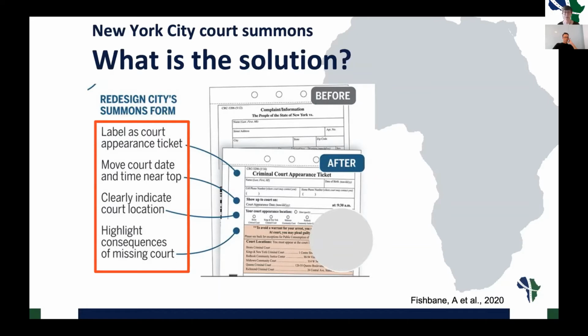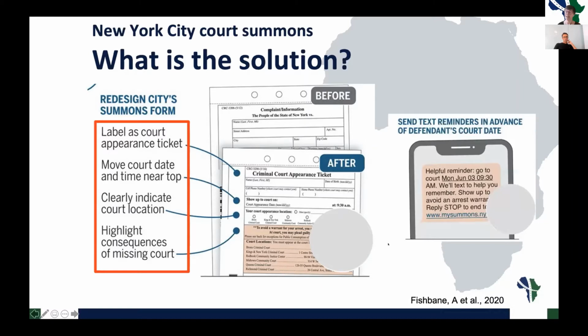They labeled it as a court appearance ticket, not a summons, because people didn't know what that means. You have a little bit of real estate on a form where people are really going to be able to pay attention, and they moved that information to the top of the form. They said where you had to go, and they highlighted the consequences of what would happen if you missed that court appearance.